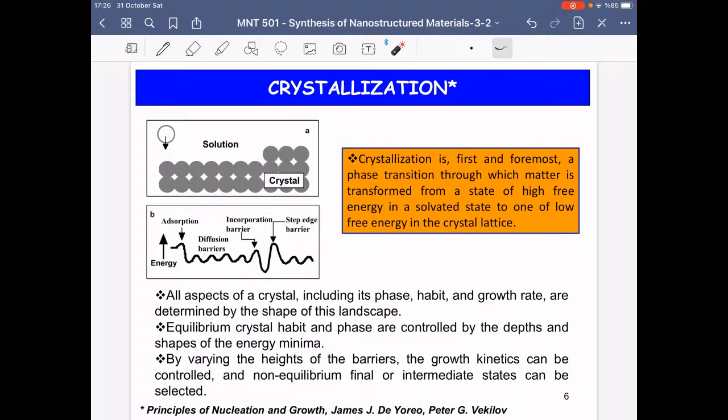All aspects of a crystal, including its phase, habit, and growth rate, are determined by the shape of this landscape here. Okay, and we're trying to govern this landscape by using some kinetic and thermodynamic approaches in our lab to make things easier and more controlled for our nanoparticle growth. Equilibrium crystal habit and phase are controlled by the depths and shapes of the energy minima. By varying the heights of the barriers, the growth kinetics can be controlled and non-equilibrium final intermediate states can be selected. All of these are taken from these books and journals. Okay?